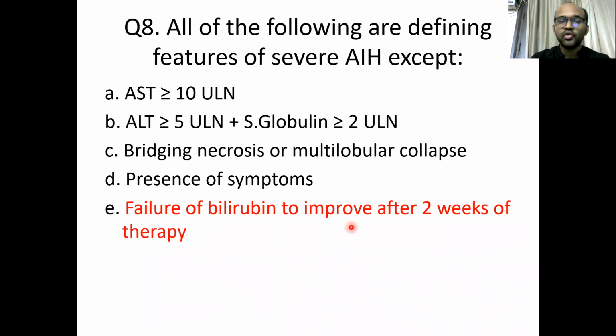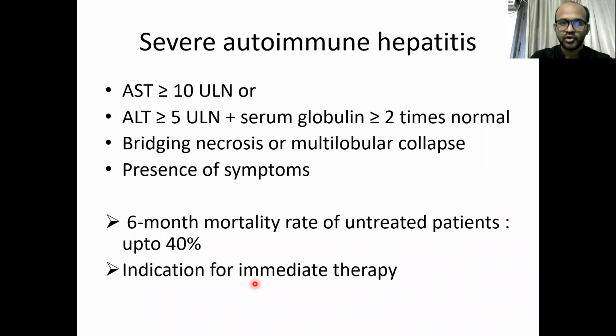Failure of bilirubin to improve after 2 weeks of therapy. This is once you start the patient of autoimmune hepatitis on treatment, right? And if the bilirubin fails to improve after 2 weeks, that means the patient is a candidate for liver transplantation, but it is not a criterion for severe autoimmune hepatitis.